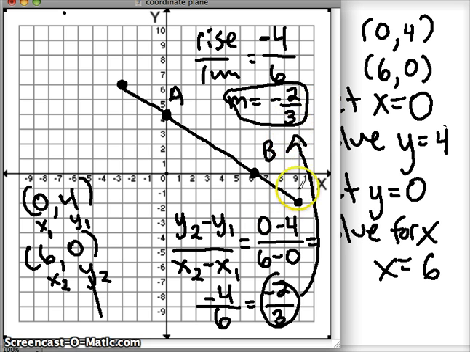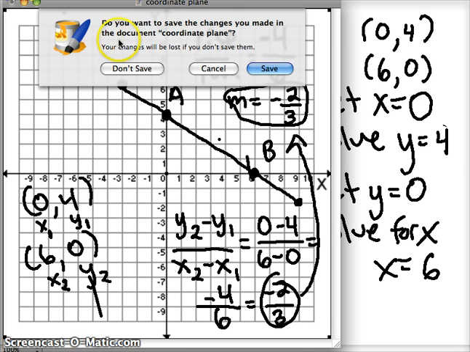So either way, you can figure out the slope. As long as you know 2 points on a line, you can use the slope formula. So that's a good little trick to know. Alright, I'm going to clear all this away, start over again, and start talking about something else.